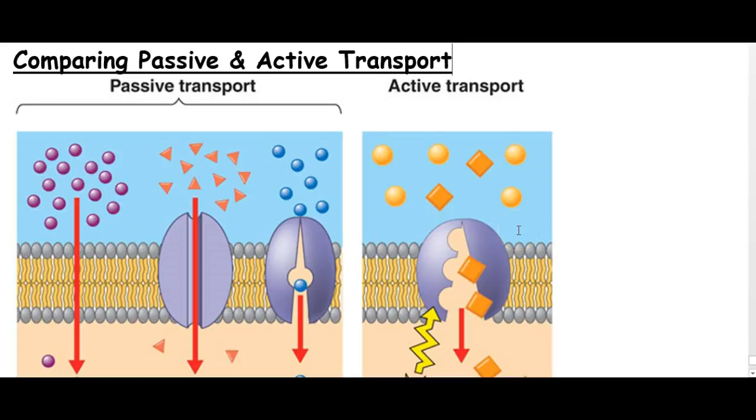Now over here on the far right, I have active transport. So you'll notice this little thunderbolt. The thunderbolt is there to remind you that in fact we are using some of the cell's energy to take materials where they normally won't want to go, from an area of low concentration into an area of high concentration. So against their will, which is why we have to use the cell's energy.